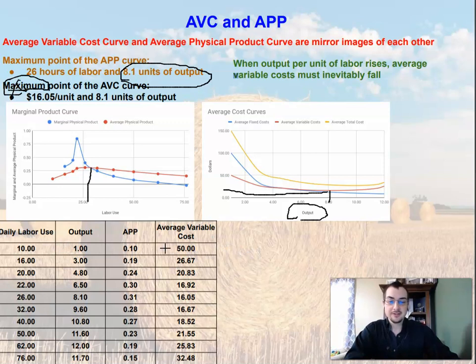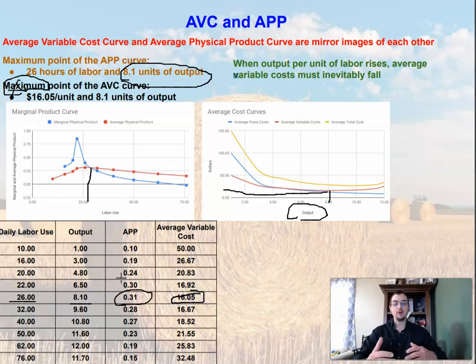If we look down at this table, we can see it listed out in the numbers. Average physical product peaks right here at an output of 8.10 and a labor use of 26. Average variable cost hits its trough, its bottom, right at the same point. So these two lines mirror each other, they're just flipped over, and that's an important concept.